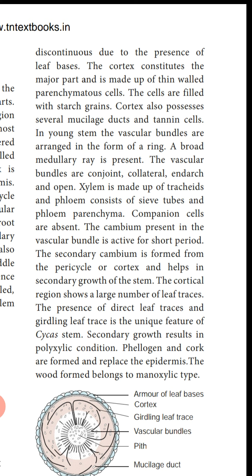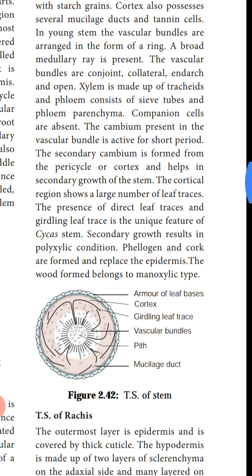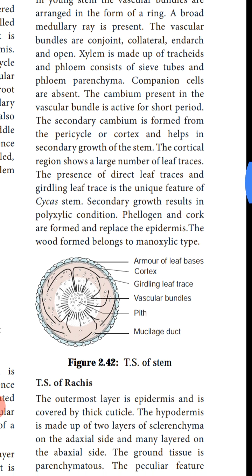In the young stem, the vascular bundles are arranged in the form of a ring. Here you can see in this diagram 2.42 the radial lines that represent the vascular bundles. The vascular bundles are conjoined. First, they are arranged in the form of a ring around the pith. In the center is the pith, and surrounding it small lines represent the vascular bundles.